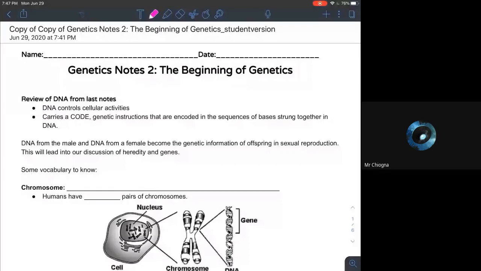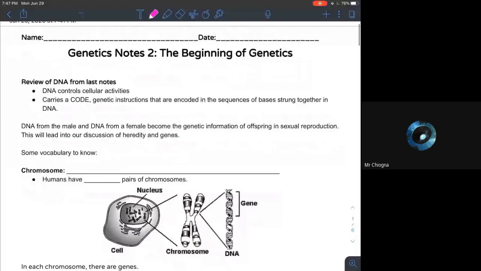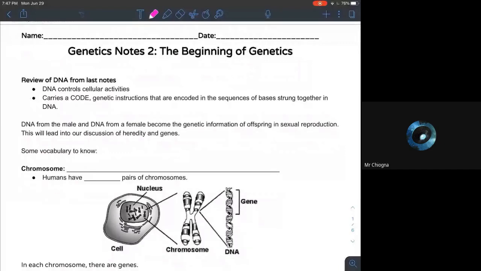DNA controls cellular activities and carries a code. It's genetic instructions that are encoded in a sequence of bases strung together in the DNA. You can think of it as a blueprint.